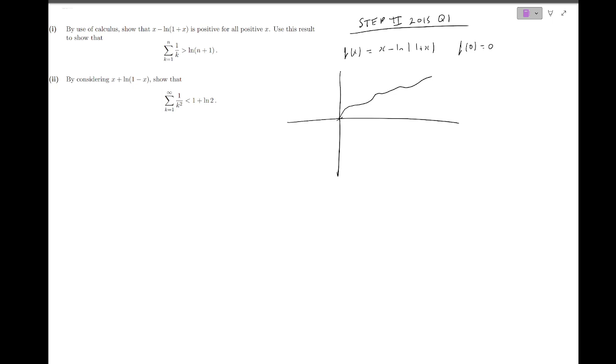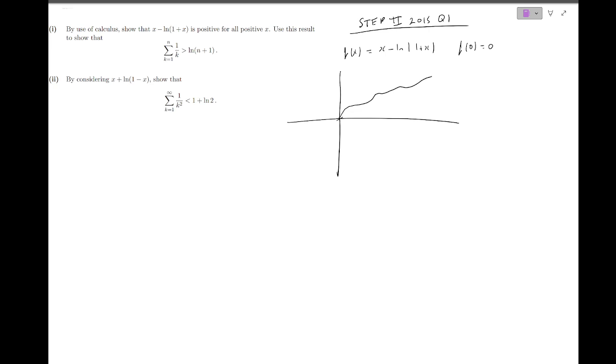So if the function is increasing from the origin onwards, then f of x, which is x minus natural log 1 plus x in this case, is greater than 0. Because if it's increasing, from the origin it's getting bigger and bigger. The values of f of x are getting bigger as the value of x is getting bigger. So therefore, it can't be negative, right? So it has to be positive.